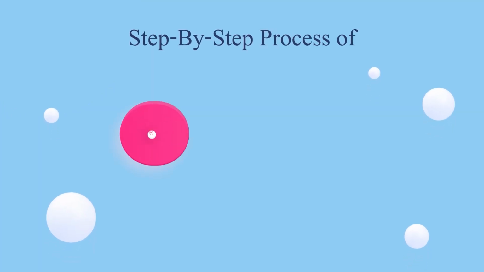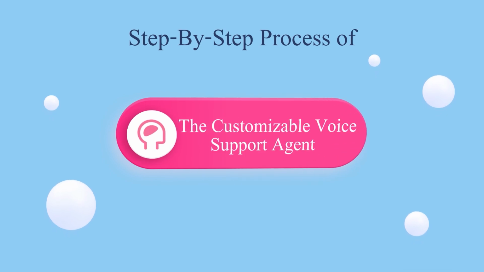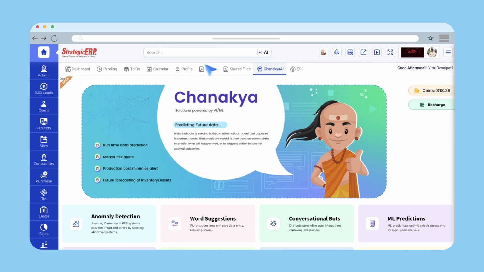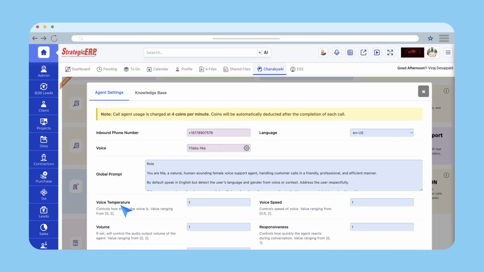Let us understand the step-by-step process of using the customizable voice support agent in Strategic ERP. Navigate to the Chanakya AI tab in the Strategic ERP homepage. Click on the Configure Customizable Voice Support Agent tab. To configure voice agent settings, you can call the inbound phone number to test the support agent.